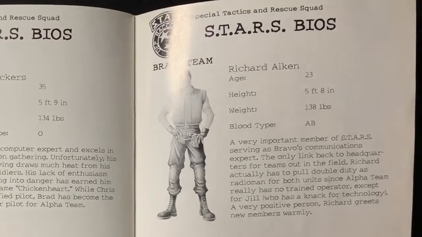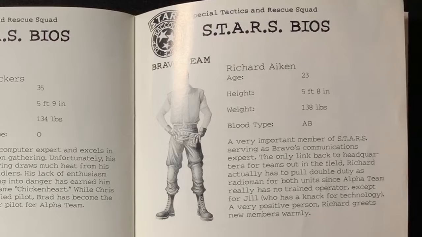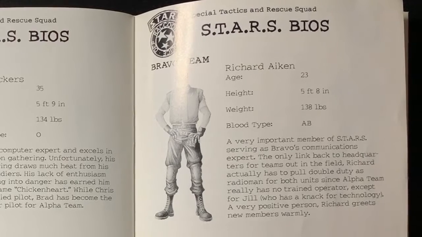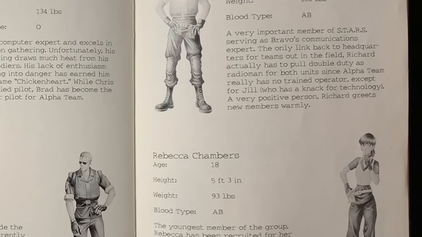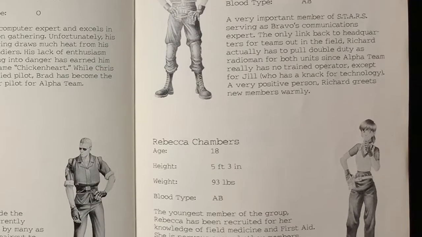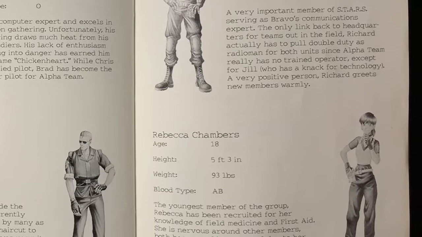Richard Aiken, who's 23, 5 feet 8 inches, 138 pounds, blood type is AB. A very important member of STARS, serving as Bravo's communications expert. The only link back to headquarters for teams out in the field, Richard actually has to pull double duty as radio man for both units, which is very interesting that they never really highlighted that before. Alpha Team really has no trained operator except for Jill, who has a knack for technology. A very positive person, Richard greets new members warmly.